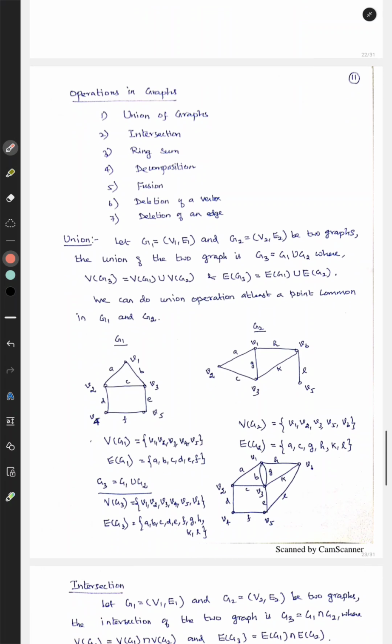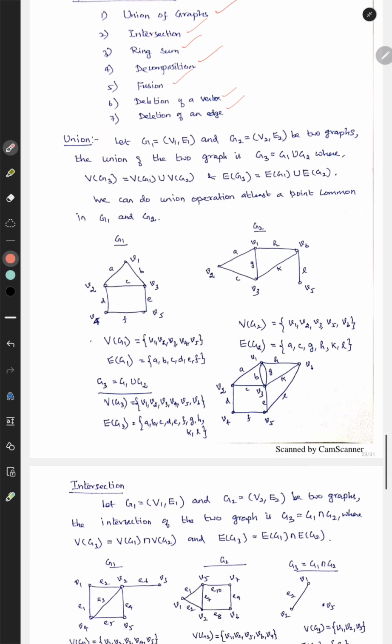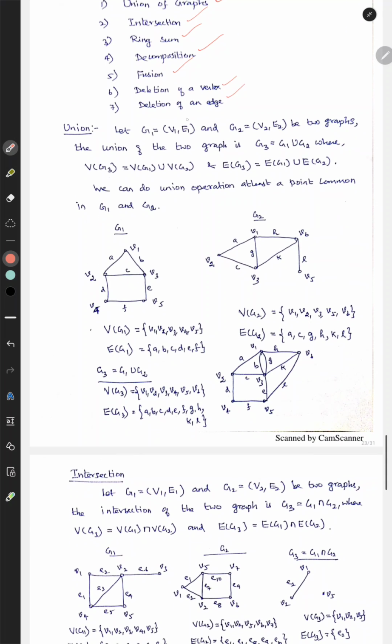So now you can define operations on graphs like union of two graphs, intersection of two graphs, ring sum between two graphs, decomposition of graphs, fusion, deletion of a vertex, deletion of an edge in a graph. So this kind of operations you can define in graphs. Suppose you have two graphs G1 and G2. G1 has vertex set V1, edge set E1. G2 has vertex set V2, edge set E2. So for these two graphs, their union means a graph G3, which you will represent as G1 union G2.